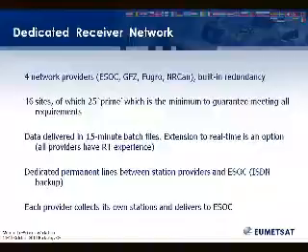We have put in place a dedicated receiver network, which is provided by 4 different network providers, which is ESOC, GFZ, which is a German geo research center, Fugro, which is a commercial company which is providing maritime services and uses GPS for this, and Natural Resources Canada, a government organization.